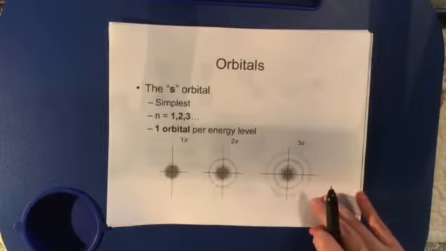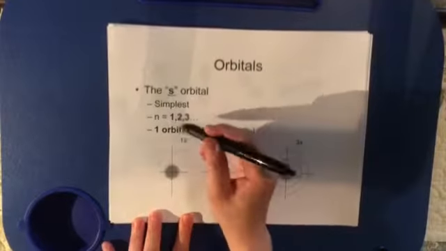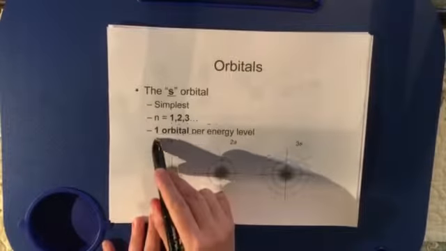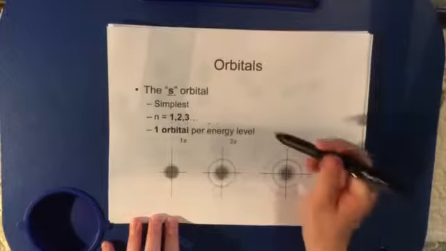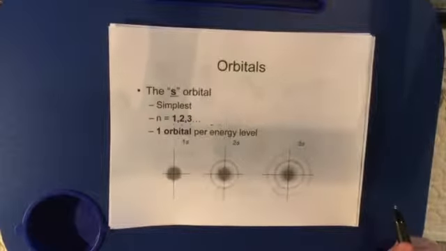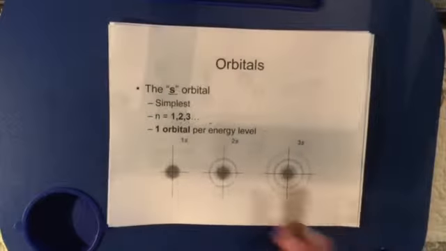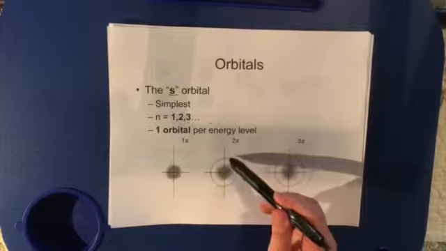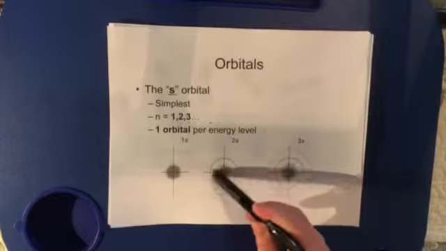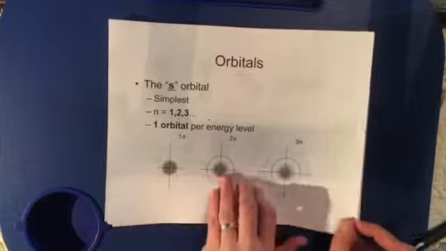So here are the types of orbitals. The s is the simplest. Every energy level has it, starting from 1, 2, 3, and so on. So there's 1 s orbital per energy level. We're going to go over this and then practice, and it makes more sense as you practice it, and then you will understand where this is all coming from. But here's the 1s, here's the 2s, and here's the 3s. You see it has these nodes as you add an energy level. It's the simplest, and it's just a circle.